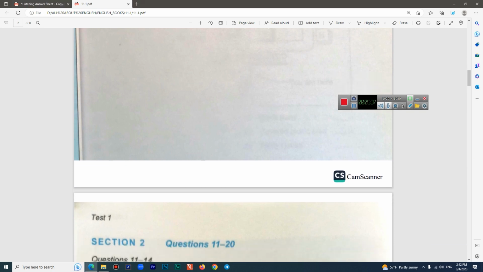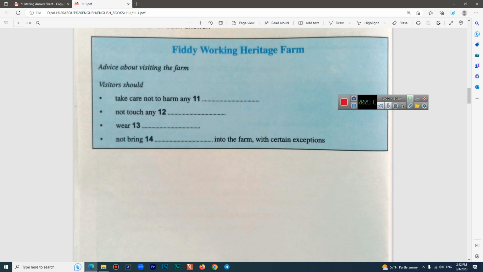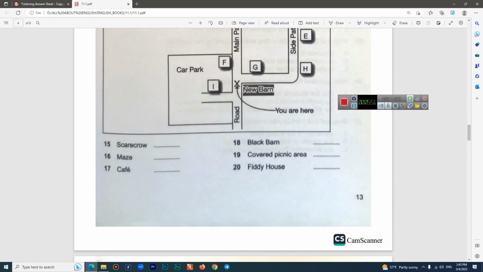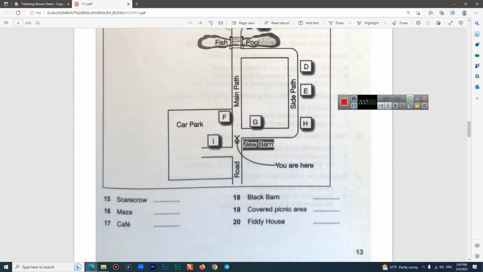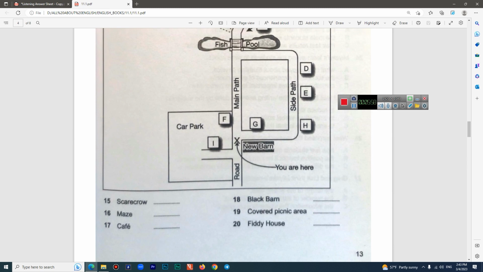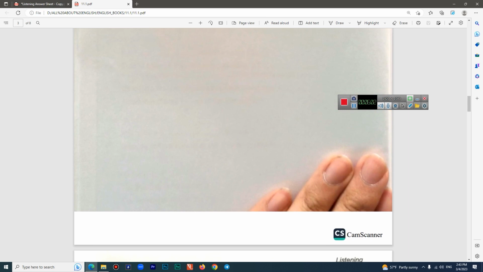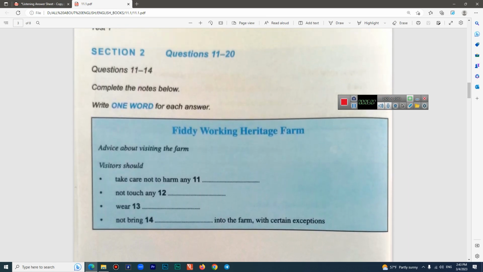But before we do it, I just want to tell you this section 2, it includes question 11 to 20. So it has 10 questions. 4 questions are here, fill in the blanks, and 6 questions are here. It's on the map. So I will be moving the screen as we move to the second part, so don't worry about it, but just keep in mind that it has 2 parts. I mean, this is section 2 in 2 forms, 10 questions. Let's start. I'm going to mute my microphone.